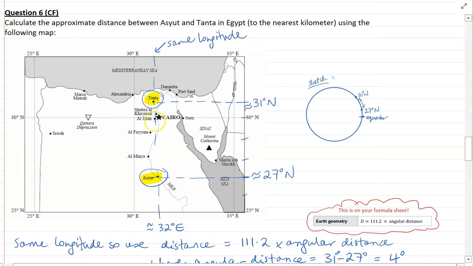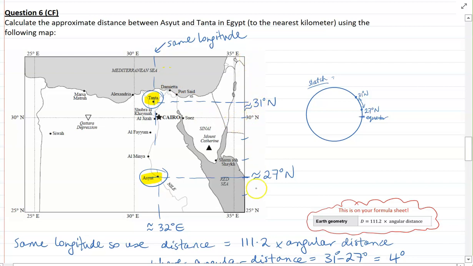Okay, so after you locate them on the map, it looks like we're finding the vertical distance between them. So we're finding the distance between 2 points on the same longitude. From the map, looking at the fact that this is 30 degrees east and this is 35 degrees east, I kind of interpolated that it was approximately 32 degrees east as the line of longitude.